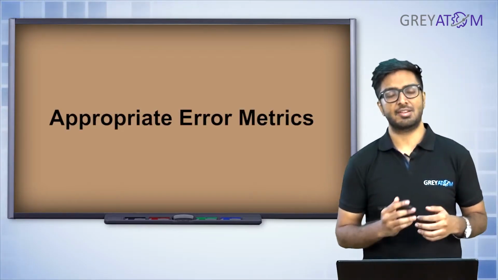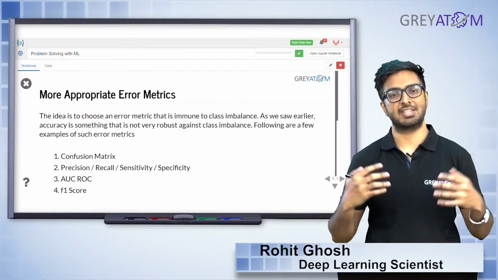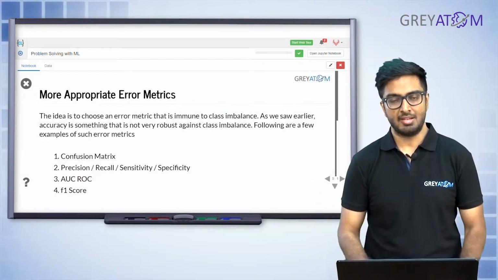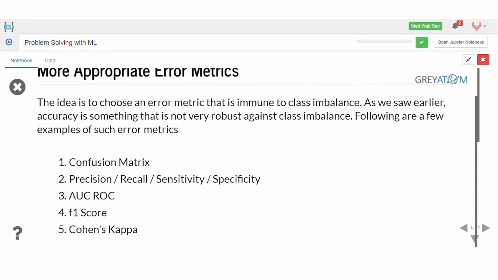So now let's talk about more appropriate error metrics, which is basically the third problem, which is changing the evaluation metric. Now out of all the things that are mentioned here, we have already talked about confusion matrix, precision, recall, sensitivity, specificity, AUC, ROC, F1 score, and Cohen's Kappa. Cohen's Kappa is something that we have not talked about.